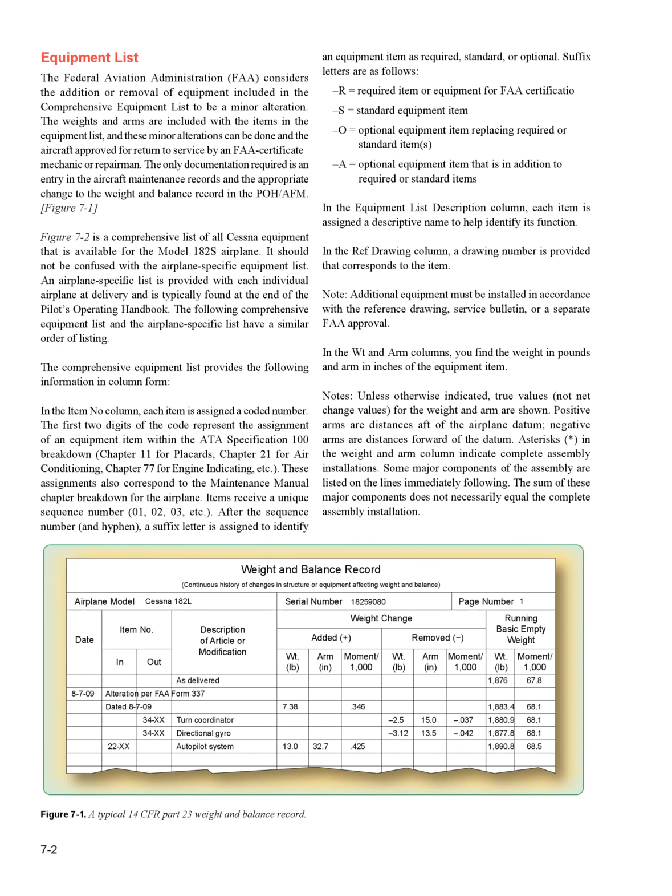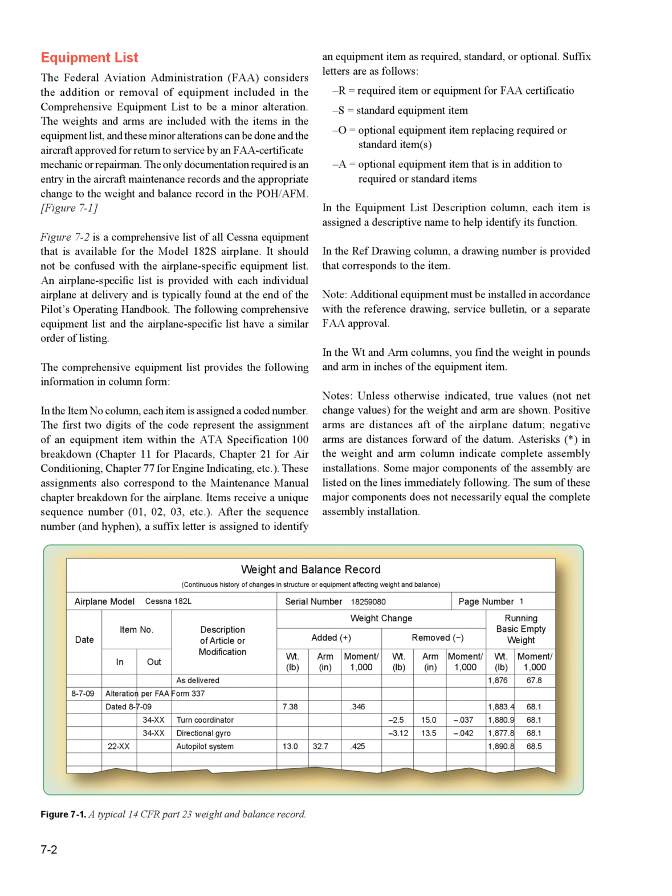Equipment list. The Federal Aviation Administration, FAA, considers the addition or removal of equipment included in the comprehensive equipment list to be a minor alteration. The weights and arms are included with the items in the equipment list, and these minor alterations can be done in the aircraft approved for return to service by an FAA certificated mechanic or repairman. The only documentation required is an entry in the aircraft maintenance records and the appropriate change to the weight and balance record in the POH/AFM.